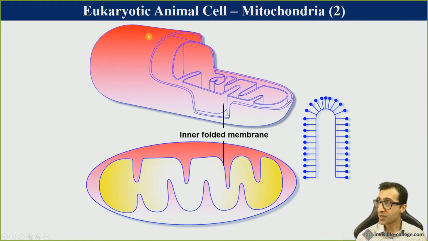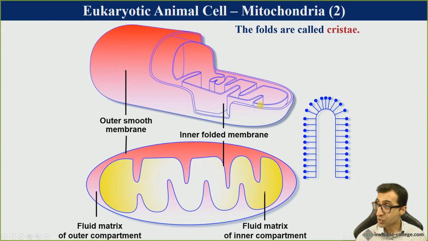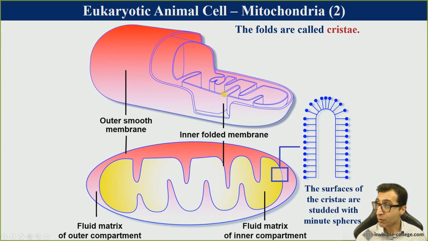So a mitochondrion does actually also have a double membrane. You have an outer membrane and you have an inner membrane which is folded into these protrusions which increase the total surface area of the inner membrane. These foldings are called cristae. And the inner fluid within that inner compartment is referred to as the mitochondrial matrix.